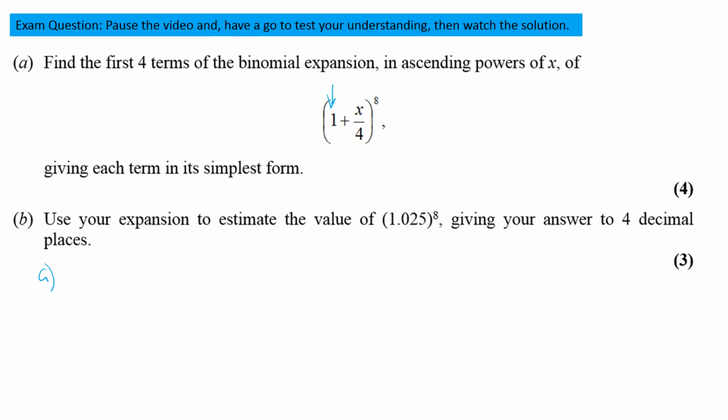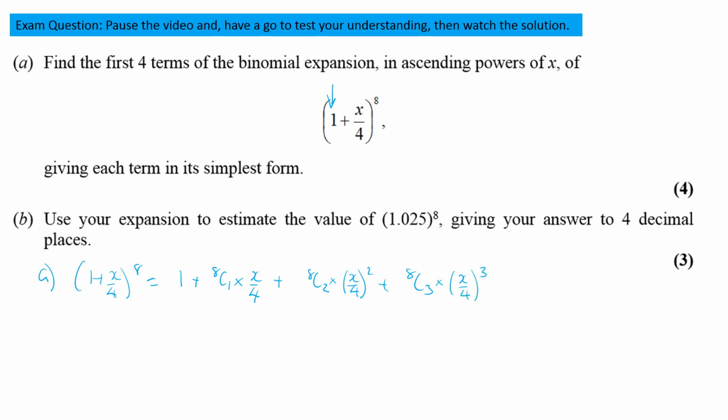So you're going to get 1 plus x over 4 to the 8 is going to be equal to 1 plus, and then you'll have 8C1, which we know is 8, 1 to the 7, which is just going to be 1, so I'm not going to bother to write that, and then times x over 4, plus 8C2, 1 to the 6, which is just going to be 1, not going to include that again, and then times x over 4 all squared, and then 8C3, 1 to its power, not going to include that, times x over 4 all cubed.